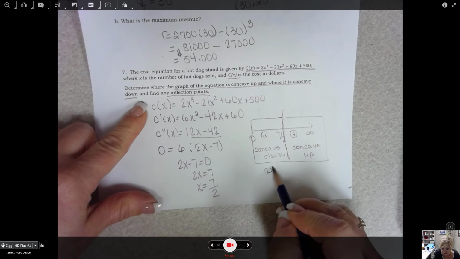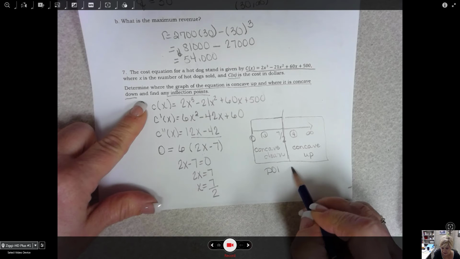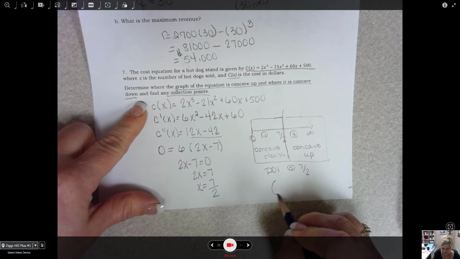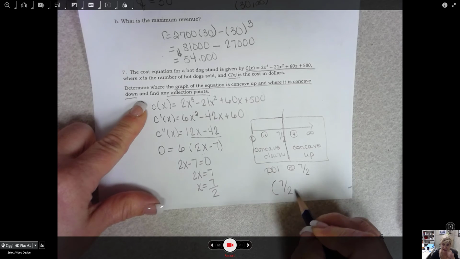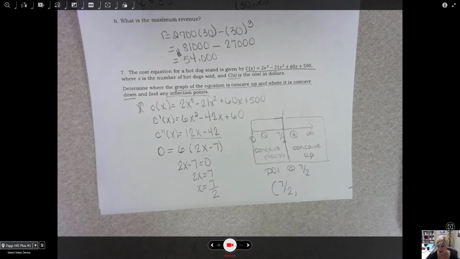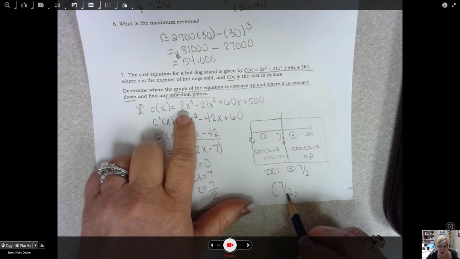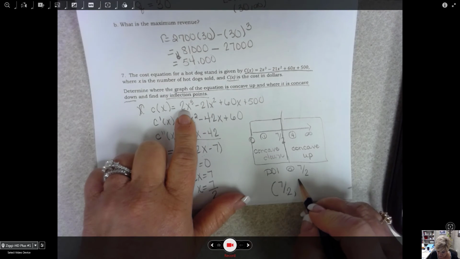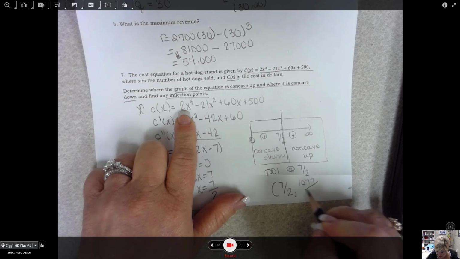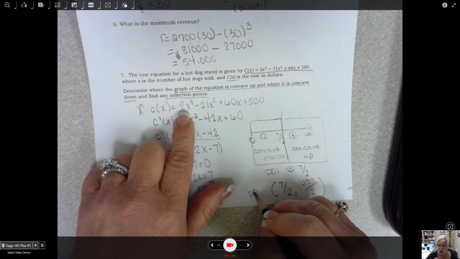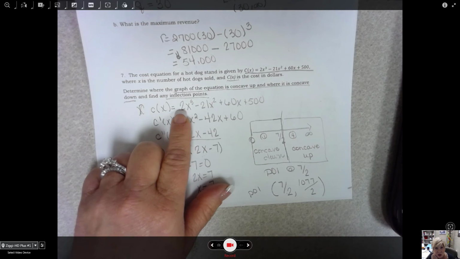So we have a point of inflection at 7/2, and to find the point of inflection we need to plug the x value back into our original cost function. If we plug 7/2 back into our original cost function, we get 177 over 2. So this would be our actual point of inflection for this cost curve.